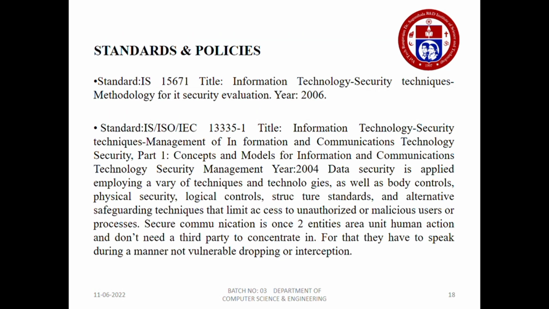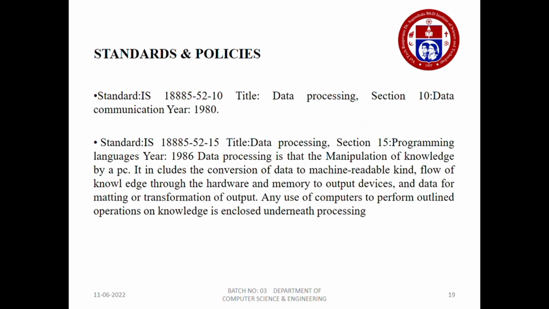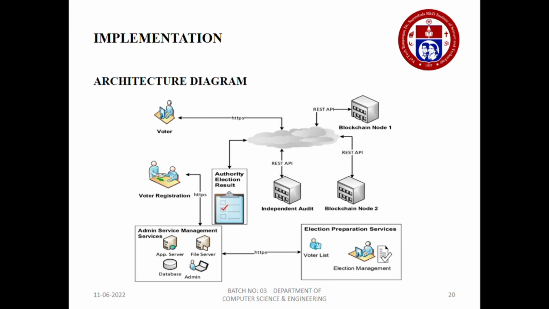Standards and policies. These are some of the standards and policies which are used in our project. Implementation: Architecture diagram. On the bottom left side, we can see the admin service management services. Here the voters will register their details and the information will be stored in this system. The admin service management services send the voter details to the election preparation services. They will check whether the voters are valid or not. If they are valid, they can cast their votes.